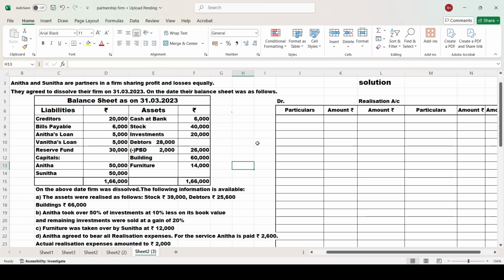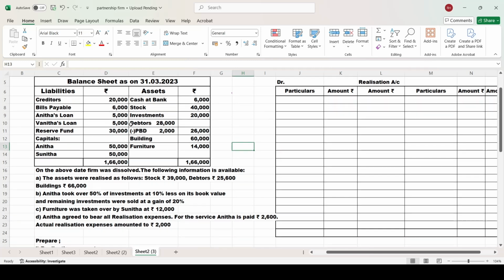So we'll move on to today's problem. Anita and Sunita are partners. There are two partners, Anita and Sunita, in a firm sharing profits and losses equally. Yes, we all know that equally means 1:1. They agreed to dissolve their firm on 31st March 2023. The balance sheet on that date was as follows. They have given a few assets, a few liabilities and a few adjustments in the problem.